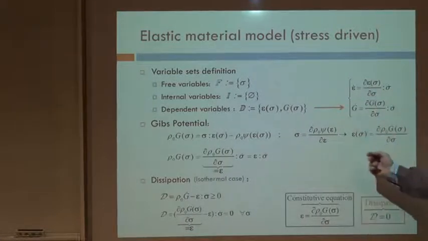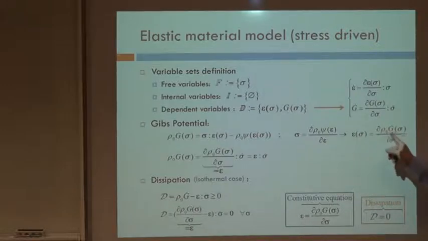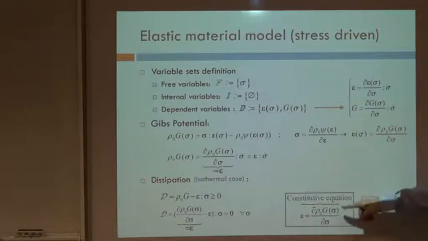Well, the constitutive equation is that the strains are the derivative of the free energy with respect to stresses. If I have the free energy, no, the Gibbs potential. If I postulate to define the Gibbs potential, I just have to differentiate that with respect to the stresses, and I would obtain the strains. And the dissipation is 0.